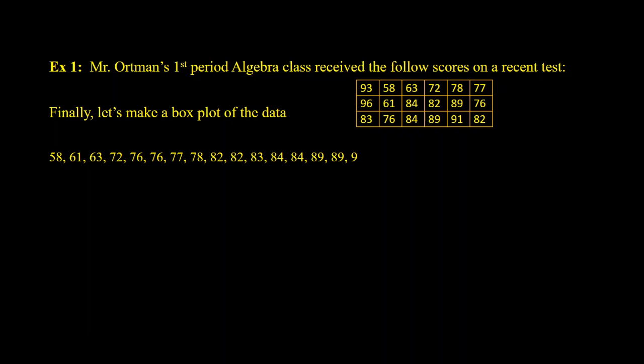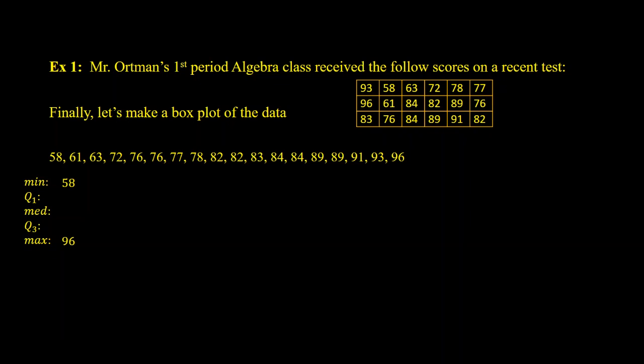Okay, now that they're in order, I need to find what are called the 5-number summaries. I need to find the minimum value, the Q1, the median, the Q3, and the maximum. Q1 is the first quartile, Q3 is the third quartile. The minimum and maximum are fairly easy to find here. 58 is my smallest number. 96 is the largest. So I'll fill those in.